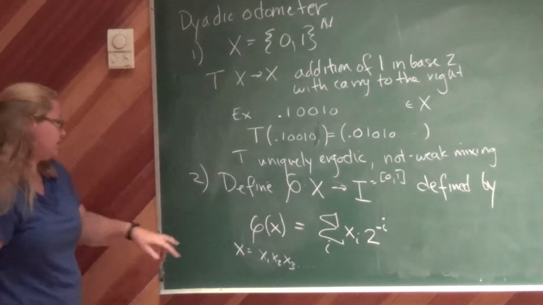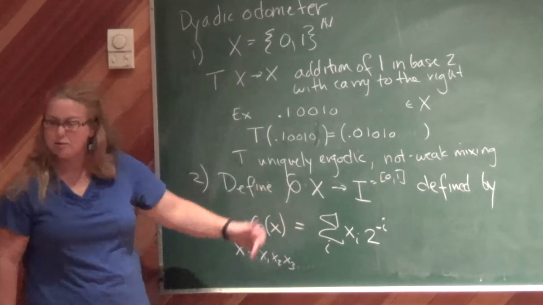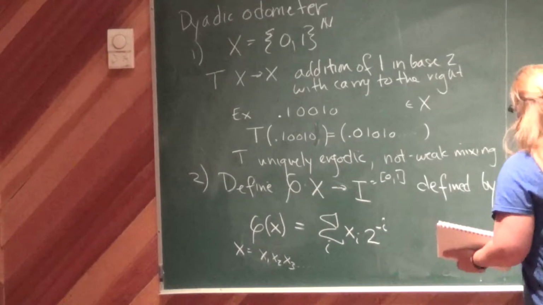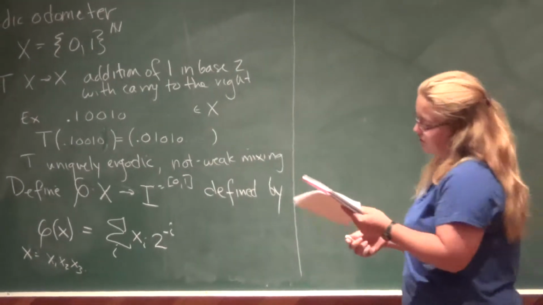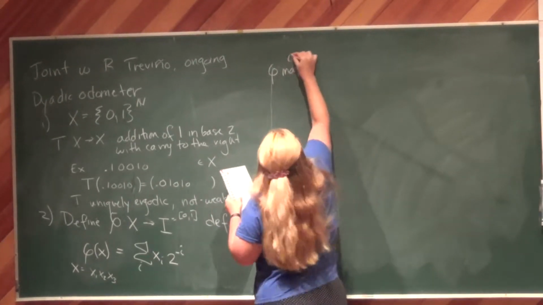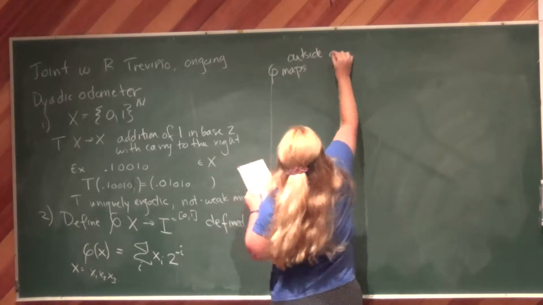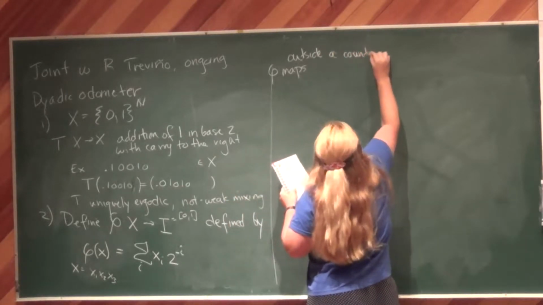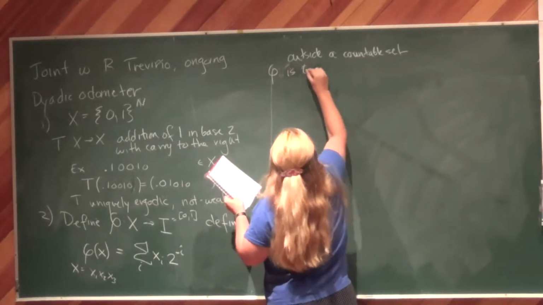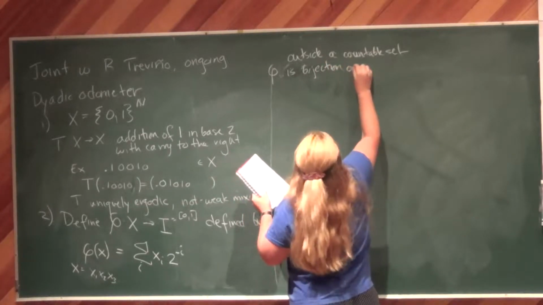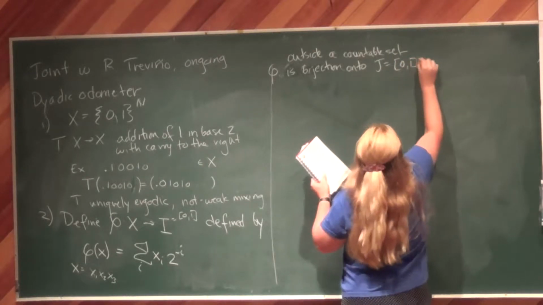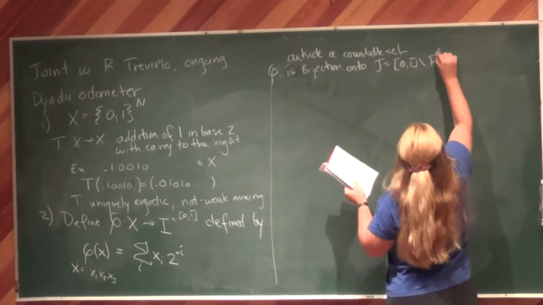So this map is bijective, except at a countable set of points, those points which have a non-unique decimal expansion base 2. So phi is a bijection onto its image, which I'm going to call J, which is the interval minus the image of those points, a countable set.